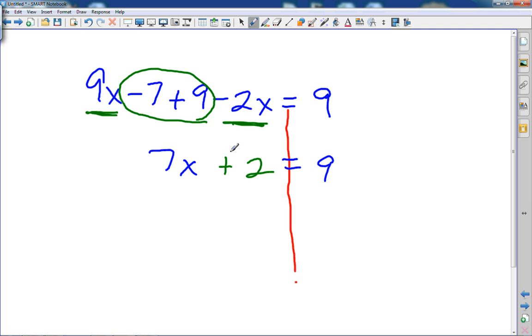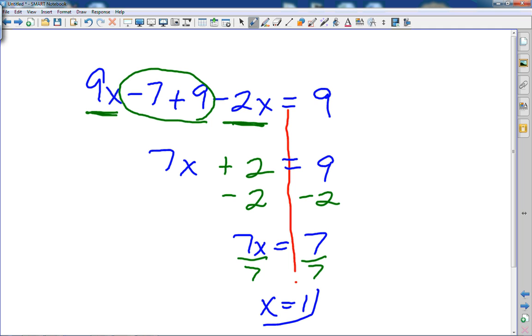Well, now we can solve this like we have been. Subtract 2 from each side. And we get 7x equals 7 because 9 minus 2 is 7. Divide by 7. X equals 1.